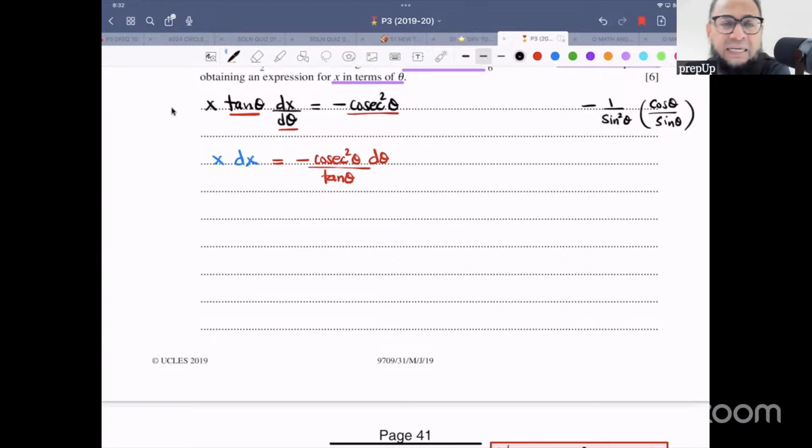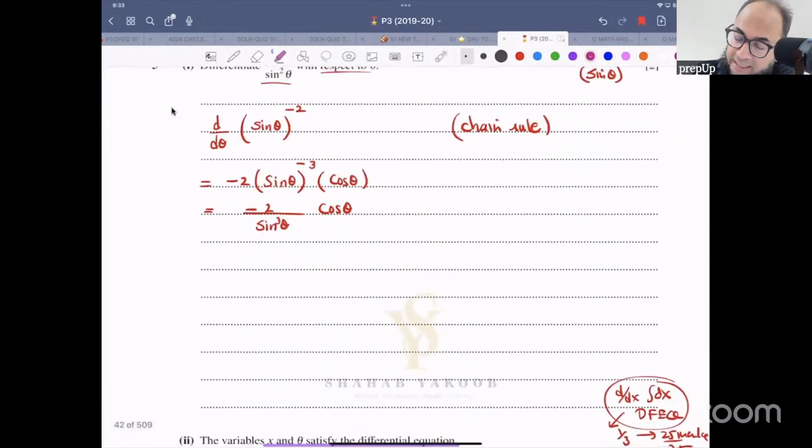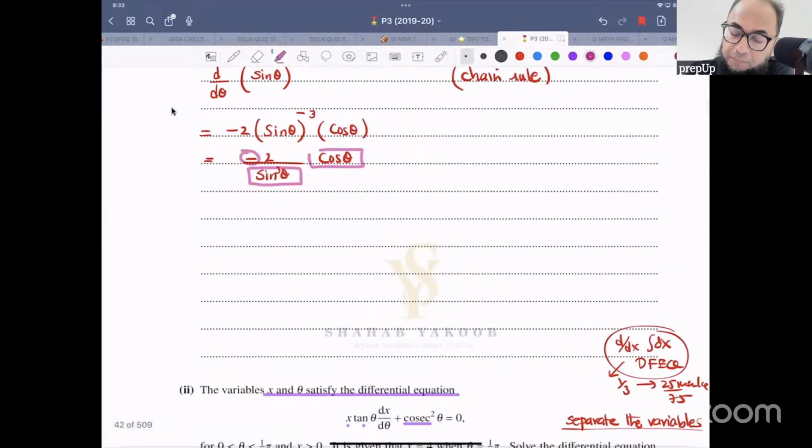Tangent is sine over cos. 1 over tan is cos over sine. Now this is negative cosine theta and this is sine cube theta. Now have you seen this thing someplace else? I think so, you have seen it. And where exactly have you seen it? You have seen it upstairs. That is over here. This is sine cube theta, this is cosine theta, this is negative. All good?